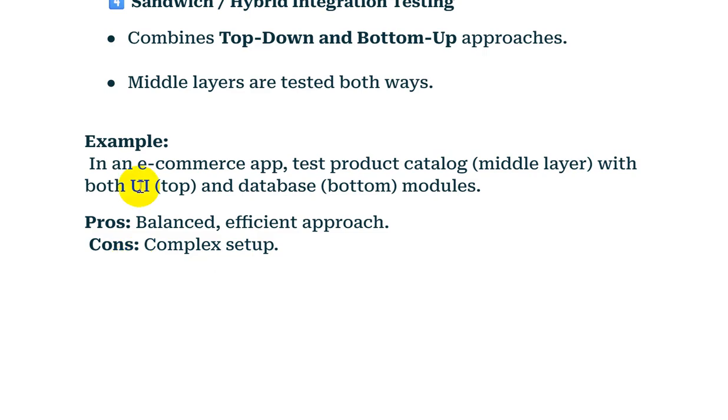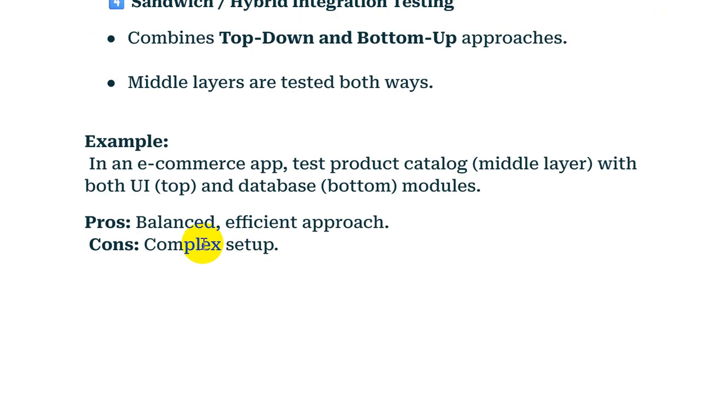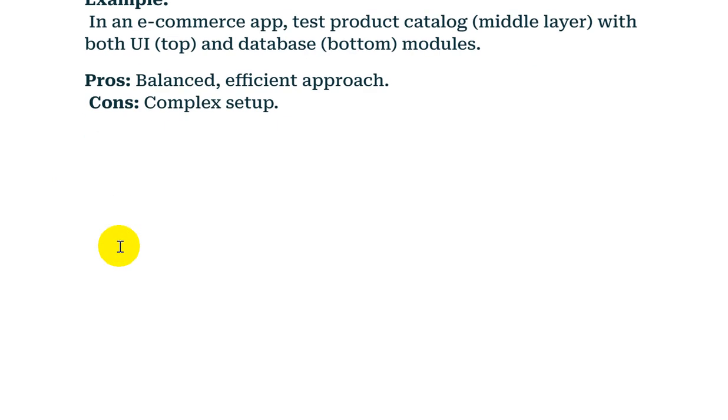Suppose we have to test some UI, then we can do the UI automation, and we need to check the database, so we can write the database queries. But for testing the middle layer, which is the e-commerce product catalog, we need to do the UI automation and some database queries, and then we can check the middle layer. So at that time we need some complex setup. This is the disadvantage we have in sandwich or hybrid integration testing.